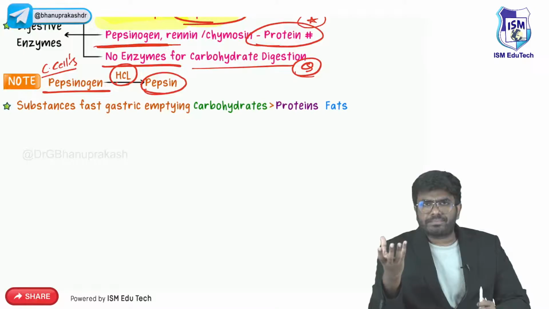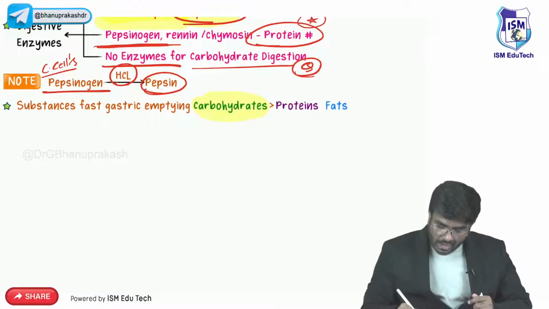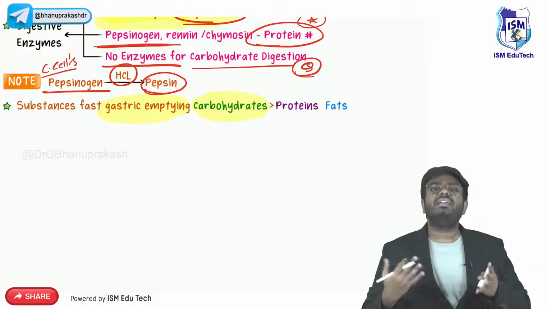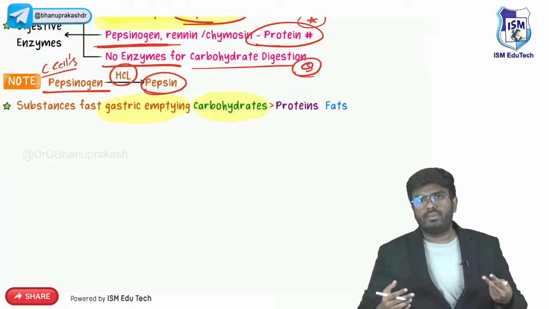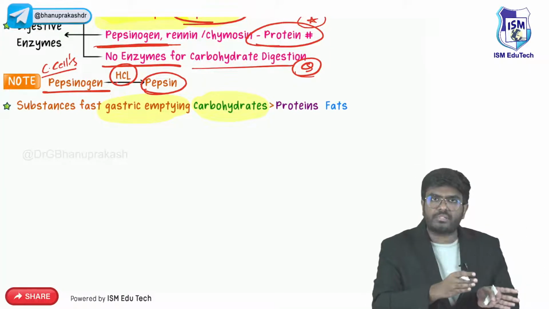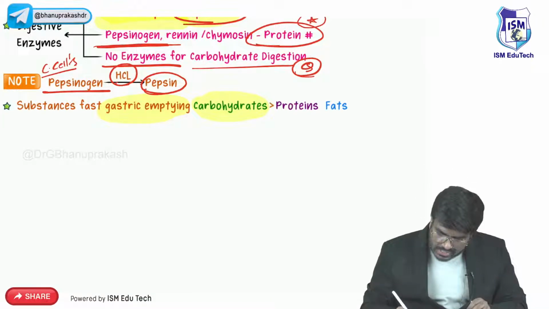Idli is a very soft thing. So carbohydrate rich foods will have fast gastric emptying. The food will move from the stomach into the duodenum very quickly, within just 2 hours. So that's the gastric emptying. The movement of the food from the stomach into the duodenum is called gastric emptying. So carbohydrate rich foods have fast gastric emptying.